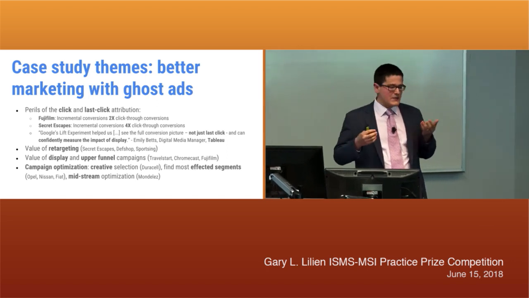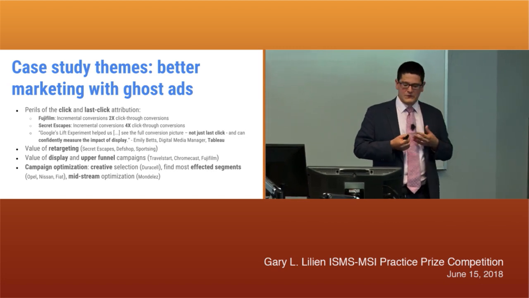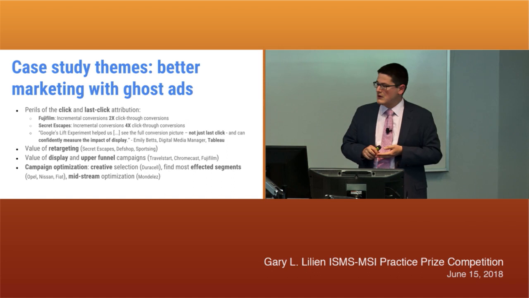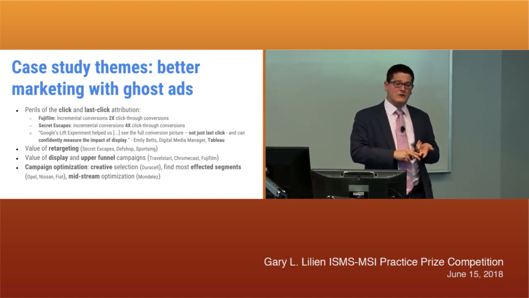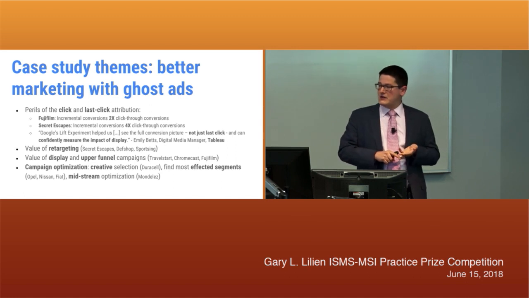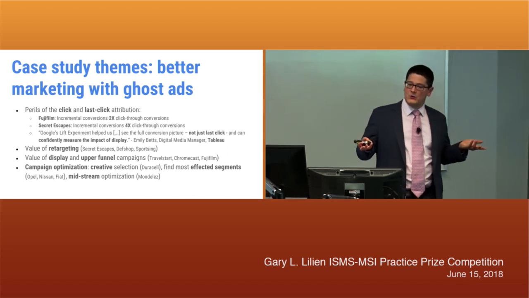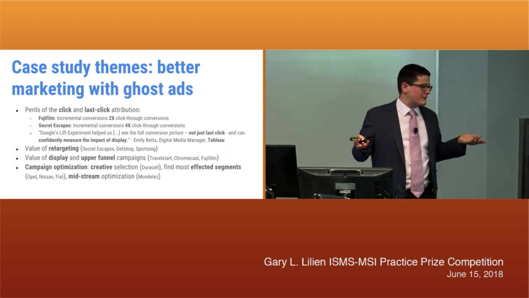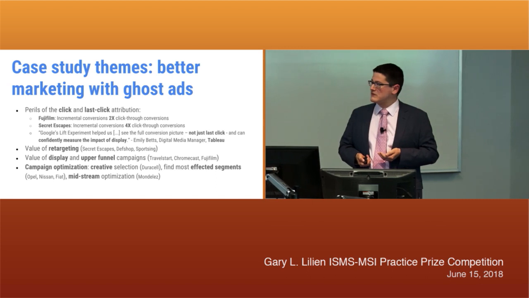The final theme is the ease with which firms could now optimize their campaigns. It was now easier to choose the best creative and roll that to the larger audience. It was now easier to find the most affected segments in a campaign. And finally, it was now possible to optimize the campaign midstream. This is not something that's possible in a typical one-off experiment because you don't even get the results until a few weeks after the fact. Here you can do it while the campaign runs.